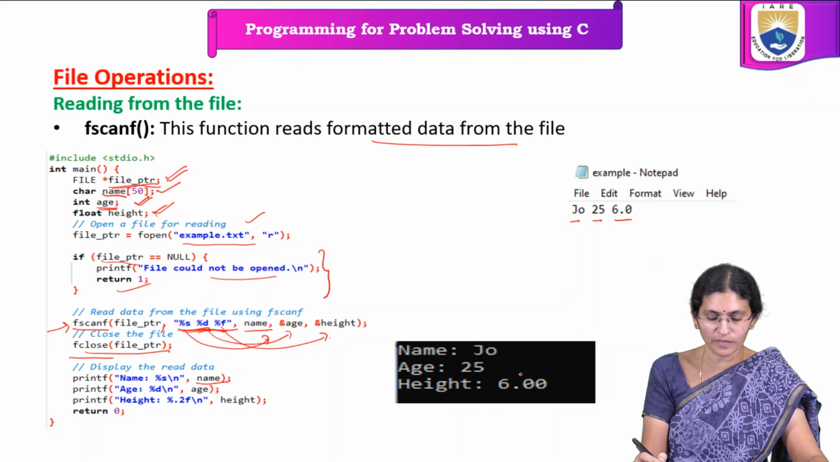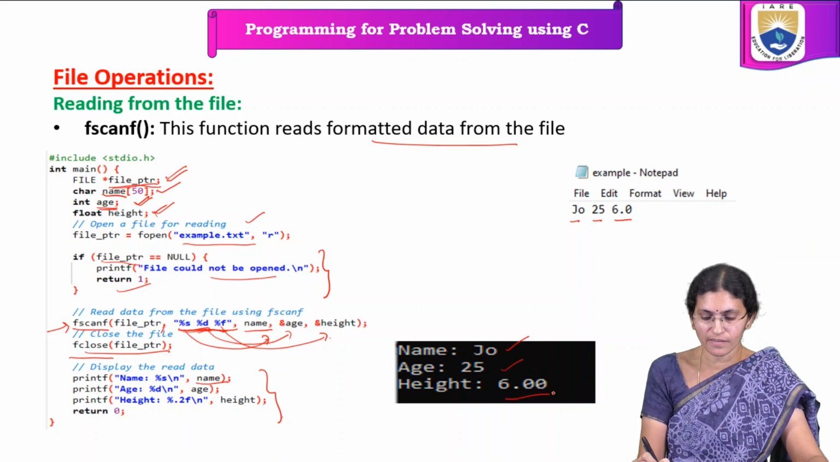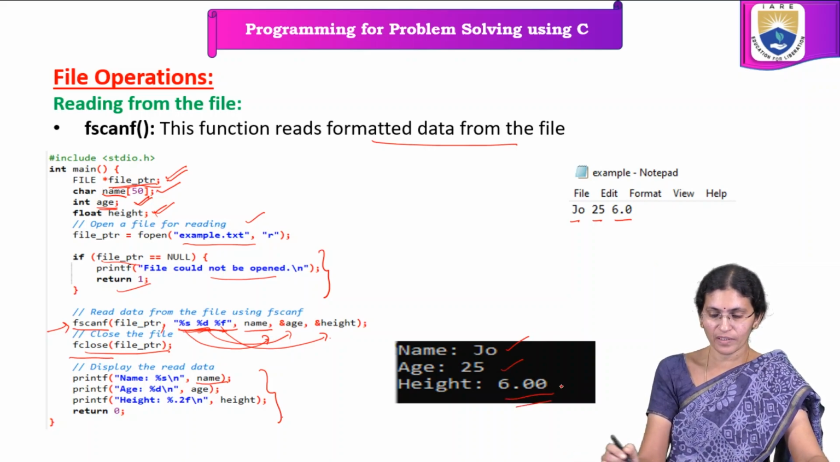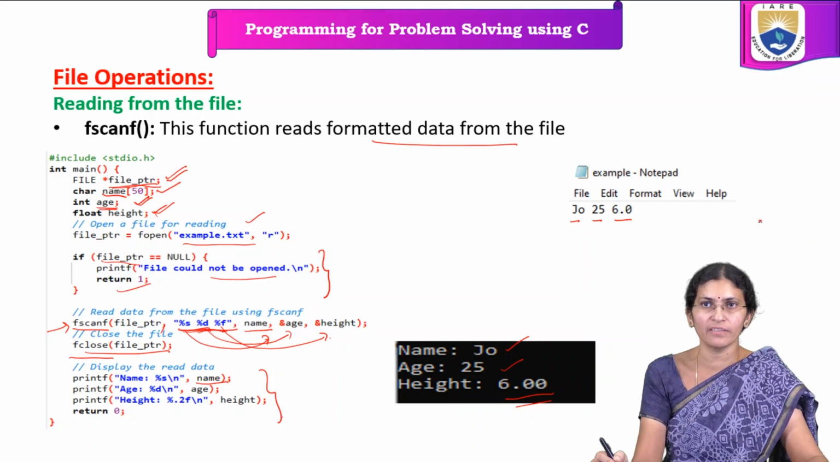So this is the output of this program. At the end, we are printing whatever data has been read from the file. So that data is printed on the screen. Name is Joe, age is 25, and height is 6.00. So these are the values which have been read.